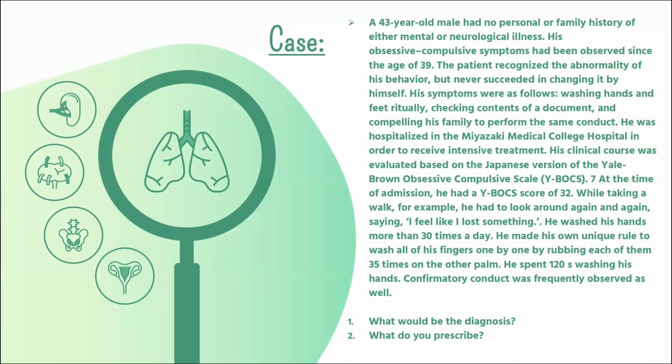Seeing his symptoms, he is being hospitalized in a nearby medical college, and his Yale-Brown Obsessive Compulsive Scale reading is 32. If he goes for a walk, he looks here and there again and again, and he keeps feeling like he has lost things. He keeps washing his hands, and he spends a lot of time on it. And we have performed other confirmatory conduct tests and observations that serve as evidence for his other actions.